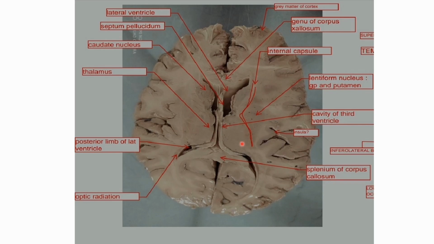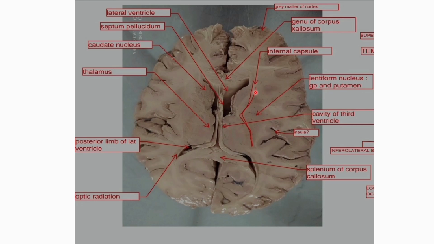Now moving towards white matter structures. White matter structures in this specimen are internal capsule. This is internal capsule which is composed of white matter. The internal capsule is made up of anterior limb. This is anterior limb which is present between caudate nucleus and lentiform nucleus.